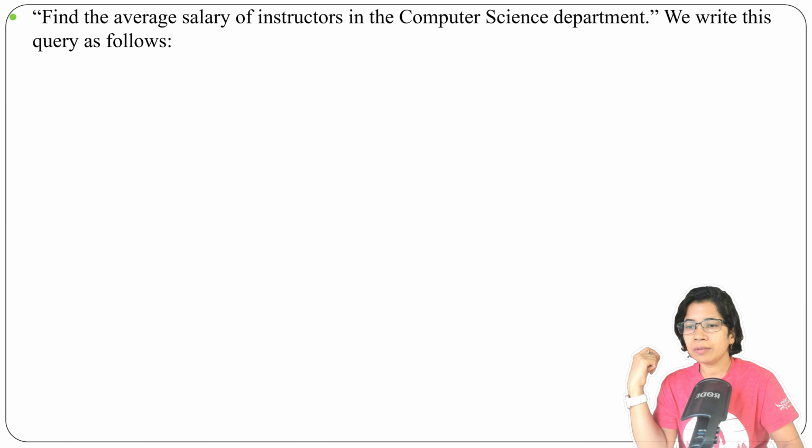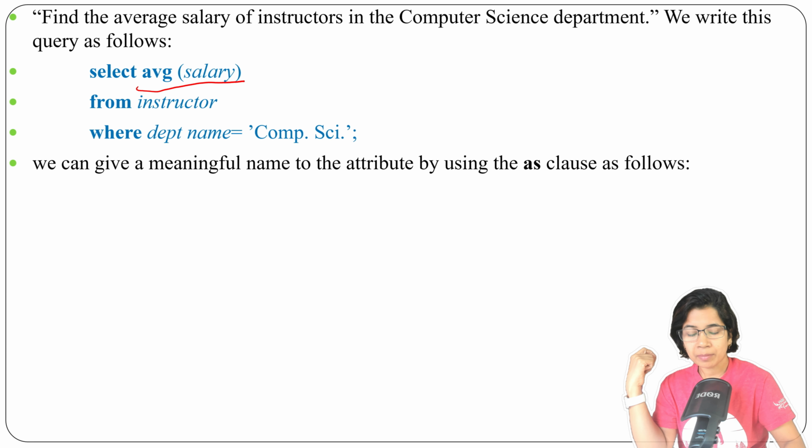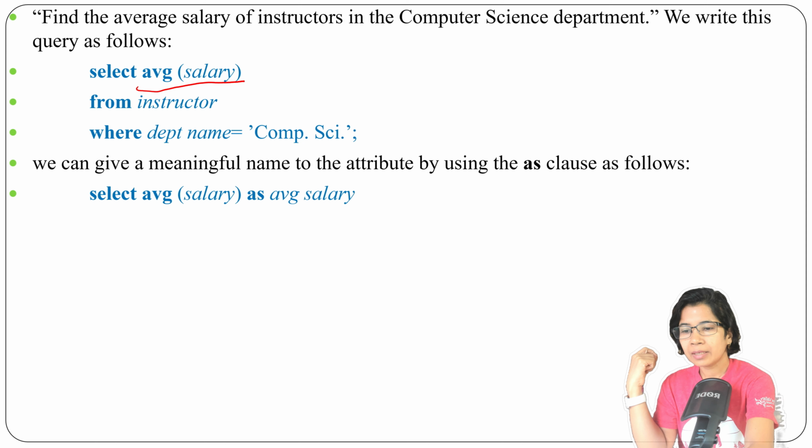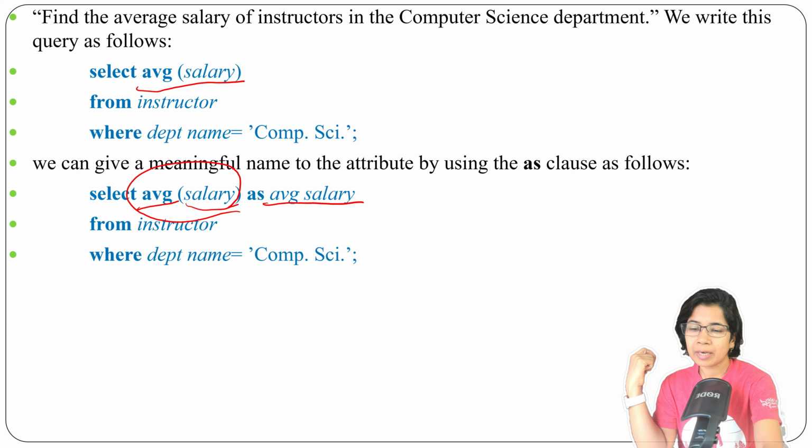Let's see some examples. First example, find the average salary of instructors in the computer science department. That we can write as select average salary from instructor, where department name equals computer science. It will do the average of all salaries. This average salary we can rename as avg_salary. So select AVG salary, that will do the average of all instructor salaries. In the output it can show as avg_salary, from instructor, where department name equals computer science. I already discussed rename before. We can do rename by as.